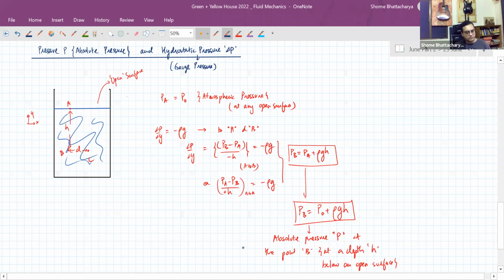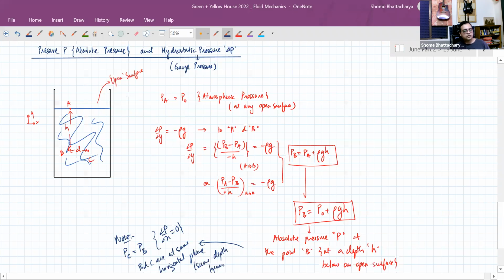Now, additionally, we can see another thing over here, that the pressure at the point C will be equal to the pressure at the point B. There are two ways to understand this, because delta P by delta X is 0, and B and C are at the same horizontal level, or the same depth from A, from the open surface. So the pressure at the point C will be equal to the pressure at the point B.